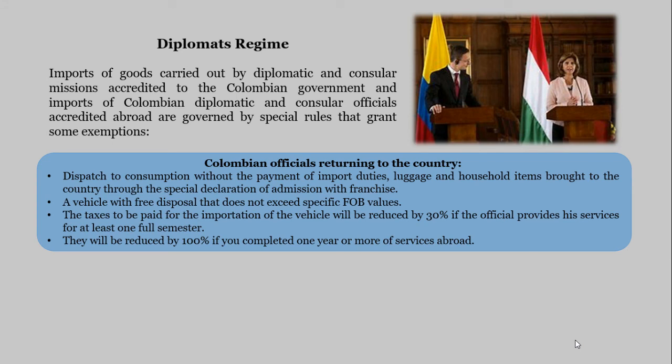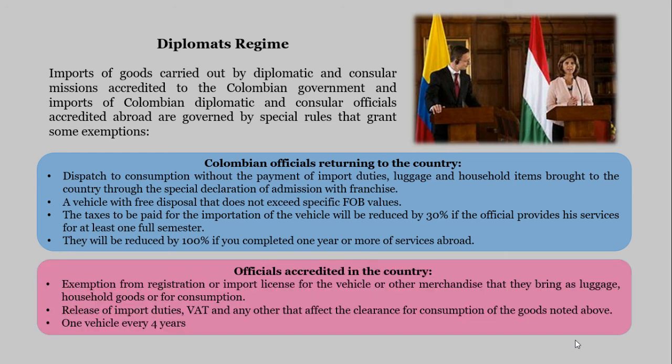First, Colombian officials returning to the country. The dispatch to consumption, without the payment of import duties, of luggage and household items brought to the country through the special declaration of admission with franchise. A vehicle with free disposal that does not exceed the specific FOB values. The taxes to be paid for the importation of the vehicle will be reduced by 30% if the official provides his service for at least one full semester. They will be reduced by 100% if you completed 1 year or more of service abroad.